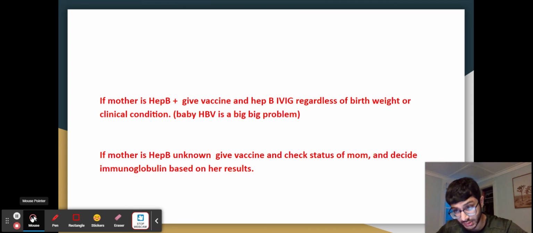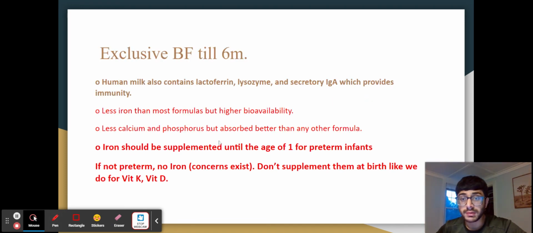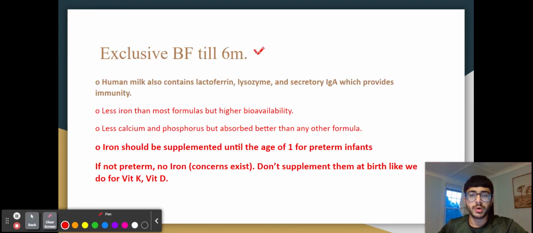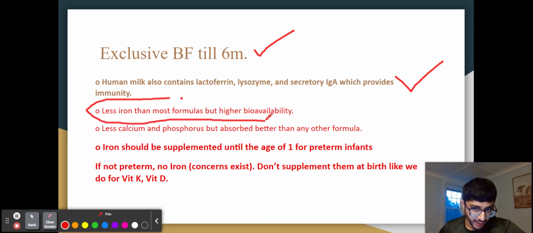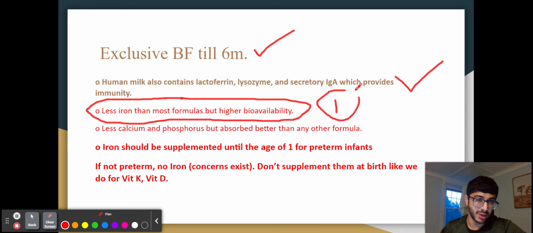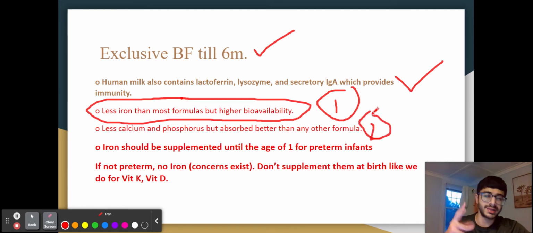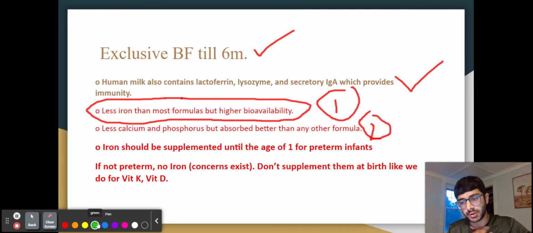Okay, next. Obviously, everyone knows this: exclusive breastfeeding till 6 months. Everyone knows the second thing as well, that it contains all the good stuff. What I wanted to point out is if they ask you, it has less iron. There's less iron in breast milk, but it has a higher bioavailability. So if they ask you quantity wise, it's less. Same thing with calcium and phosphorus. It has less quantity, but higher bioavailability.